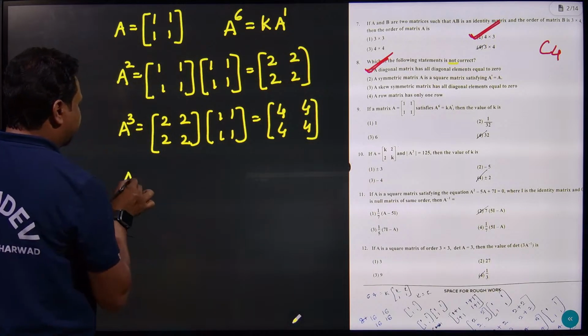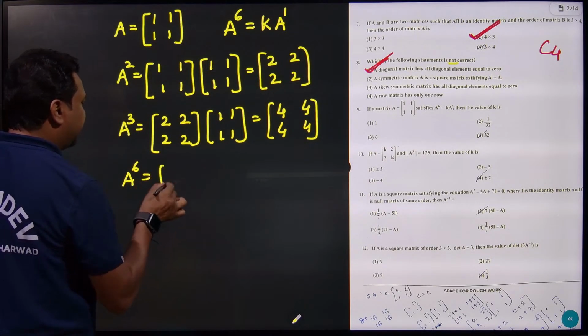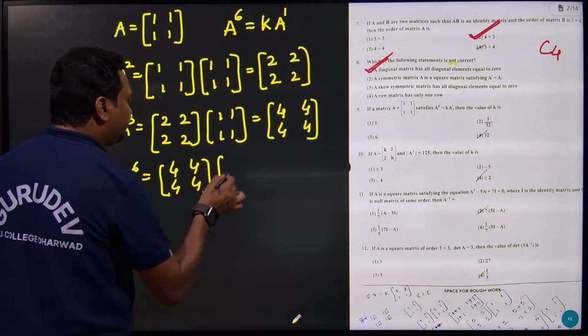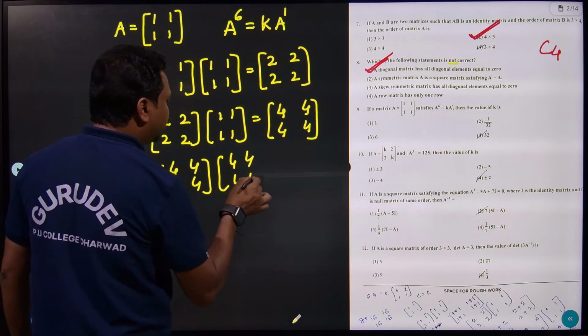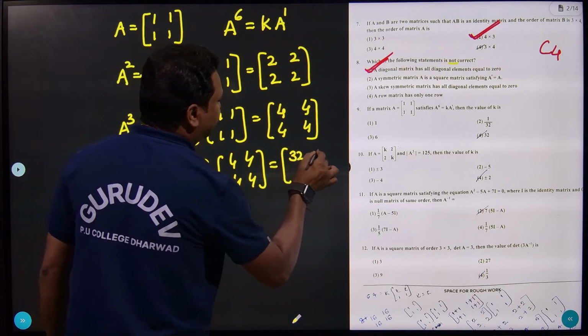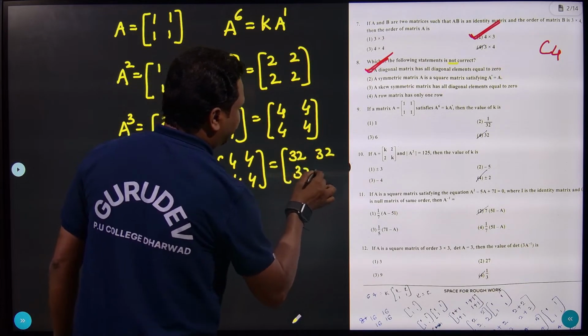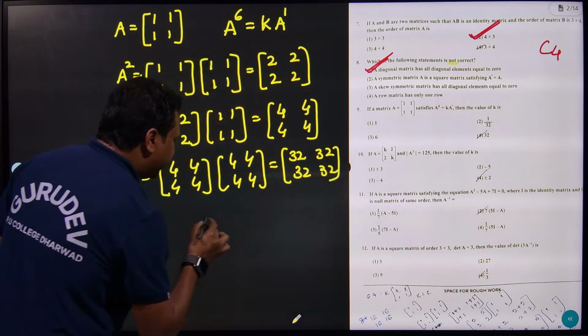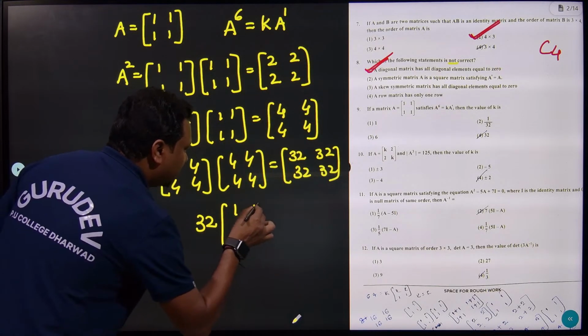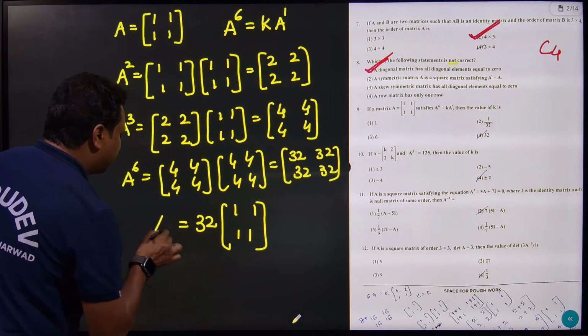Now we go for A to the power 6. A to the power 6 is A cube into A cube. So 4 4s are 16, 4 4s are 16, 16 plus 16 is 32, giving 32 32 32 32, which can be written as 32 into the matrix [1 1; 1 1]. I think this is absolutely A to the power 6.